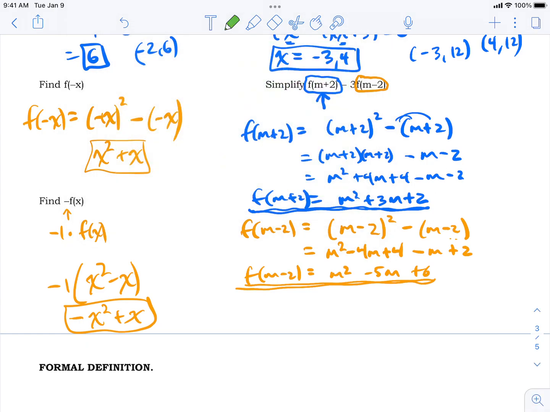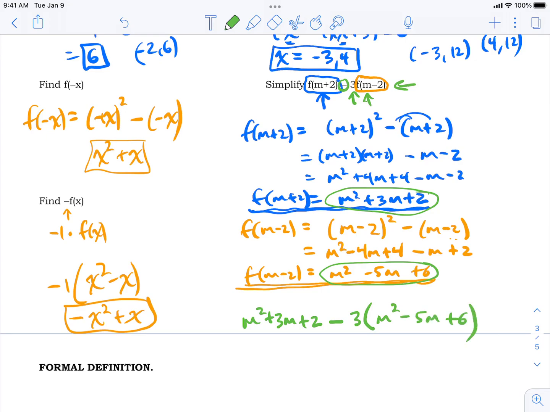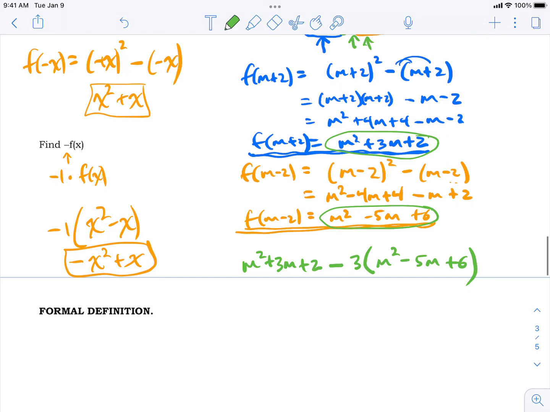Okay, so what we were originally faced with was to take f of m plus 2, which is right there. So I'm just going to take it. And then we're supposed to subtract, so I'm going to subtract 3 times my f of m minus 2, which was this part. So this part goes here. See how you just kind of piece these things together? A lot of this advanced algebra stuff, it's all about just reading your equations very, very carefully. Your equations, your expressions, your functions, just reading very, very carefully.